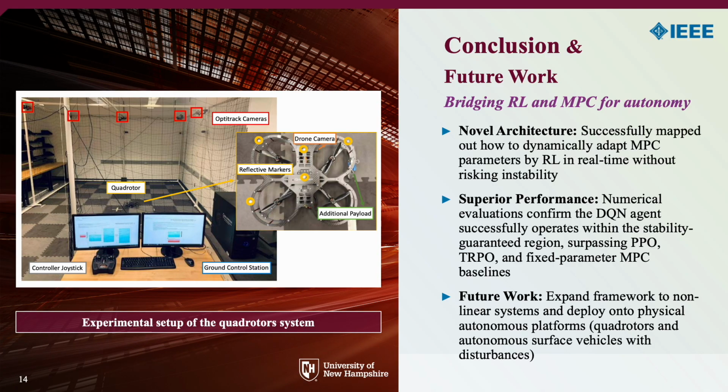Our evaluation demonstrated that the DQN agent performs better than PPO, TRPO, and the traditional MPC baselines. For future work, we plan to extend this framework to nonlinear systems and deploy it onto physical autonomous platforms, such as the quadrotor setup as pictured here, and also autonomous surface vehicles.